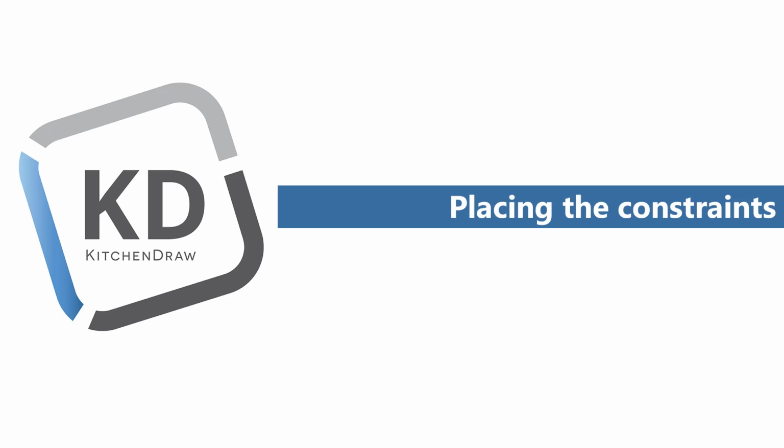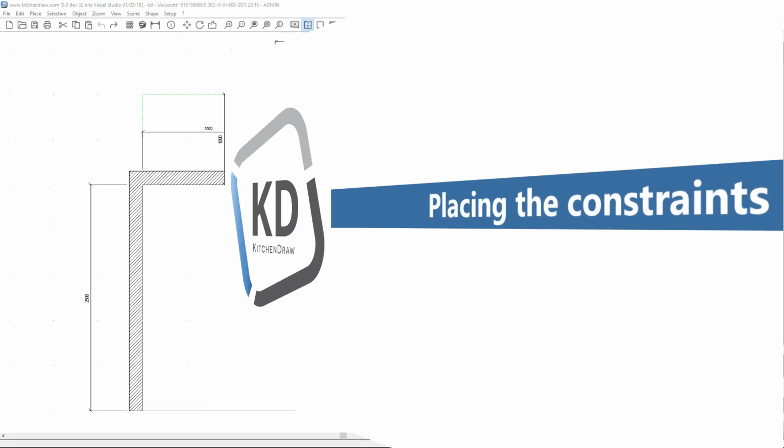The logical continuation after the creation of the walls is to add what we call constraints. For example, the doors, the windows, the radiators, etc. Once these are placed, you will have a better understanding of the available space of the room.